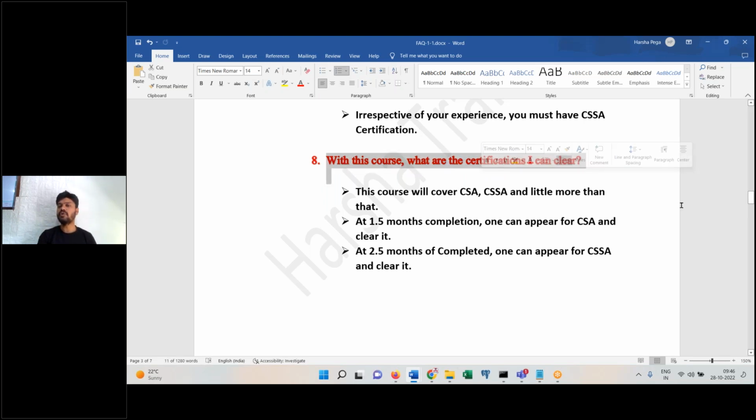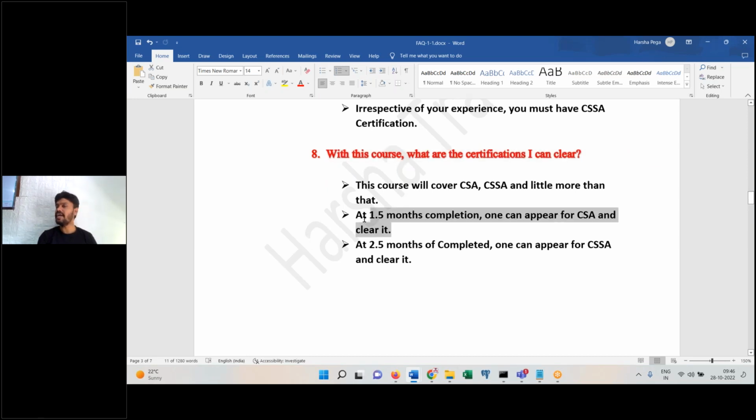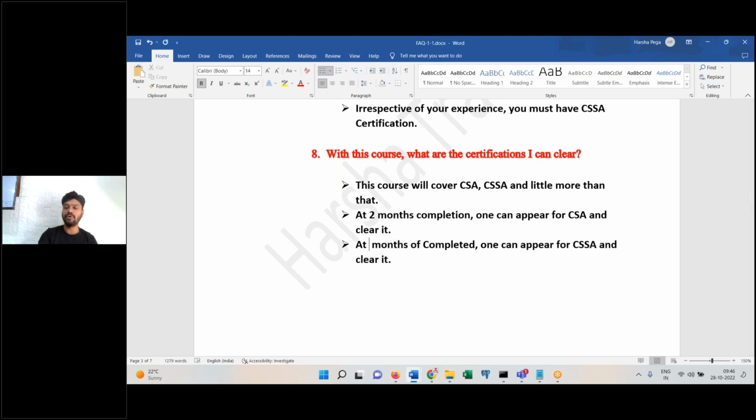Okay. So with this course, you will be able to do CSA, CWSA. This course is 3.5 months. Once we finish, this was the old one. I'll be changing the document. Once you finish 2 months, you should be able to do CSA. Once you finish 3 months, you should be able to do CWSA.